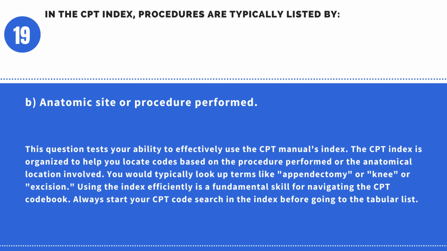This question tests your ability to effectively use the CPT Manual's index. The CPT index is organized to help you locate codes based on the procedure performed or the anatomical location involved. You would typically look up terms like appendectomy or knee or excision. Using the index efficiently is a fundamental skill for navigating the CPT codebook. Always start your CPT code search in the index before going to the tabular list.